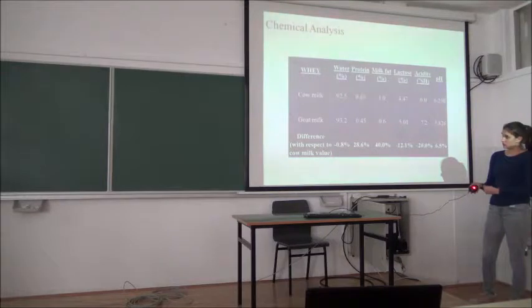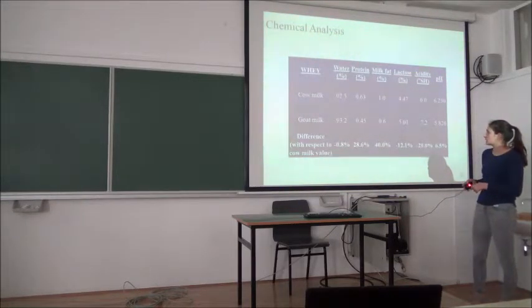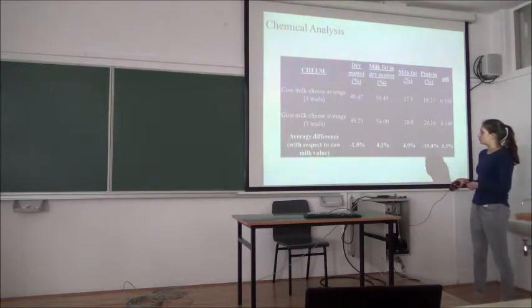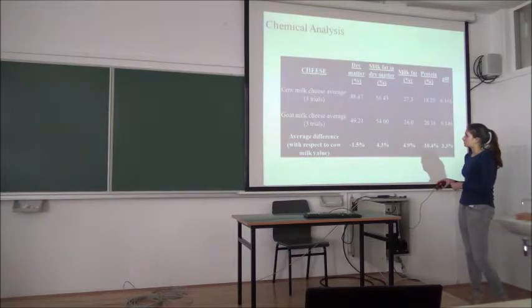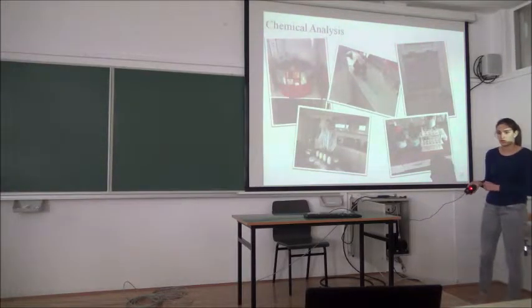These are some other chemical analysis that we did. Here are percentage of difference with respect to cow milk value. We can see that cow milk has less water, more protein, more milk fat, less lactose, and it's less acid than goat milk. Here we can see the same things for cheese. Cow cheese has less dry matter, more milk fat, and less protein than goat milk cheese. Here are some pictures of chemical analysis that we did.